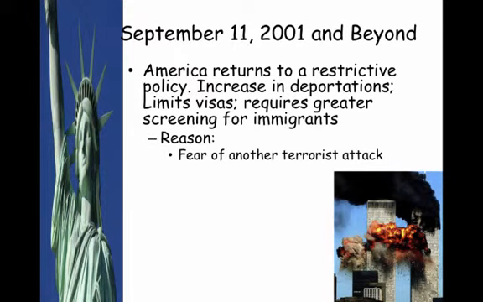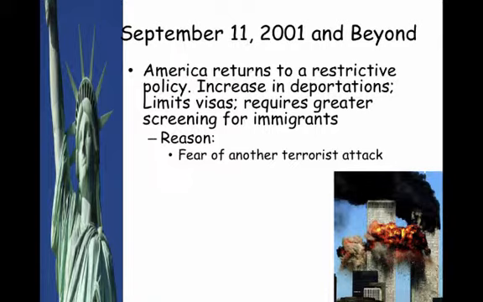And finally, September 11th and beyond. After the 9/11 terrorist attacks, America returns to a very restrictive policy. We haven't gone back to the 1920s. We're not as restrictive as the quota laws, but the door has closed even further. We have an increase in deportations. We've seen that over the last 10 to 15 years. Immigrants who are here illegally can be sent back to their country. We limit the number of visas we give out. A visa is a temporary pass to be in a country. We're very careful about how we give those out.